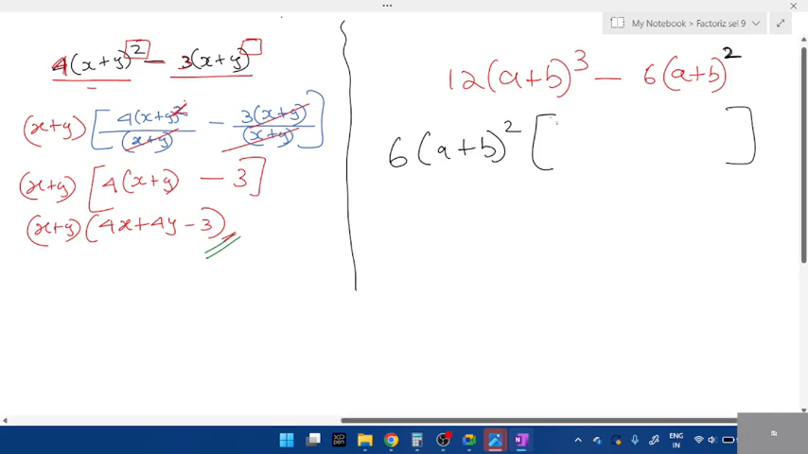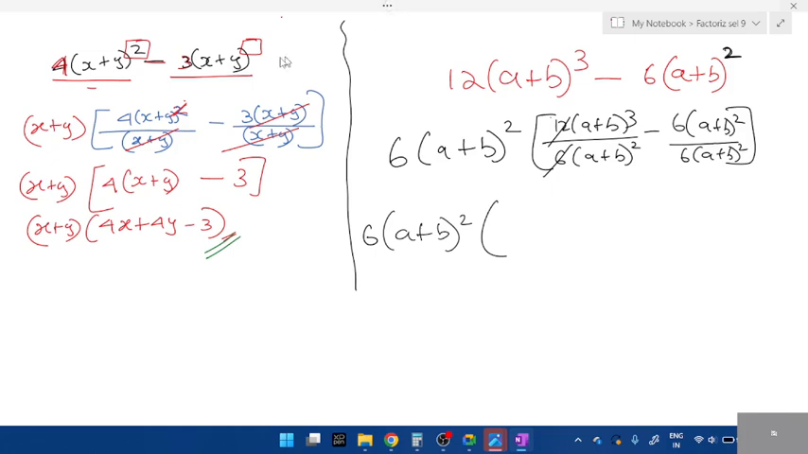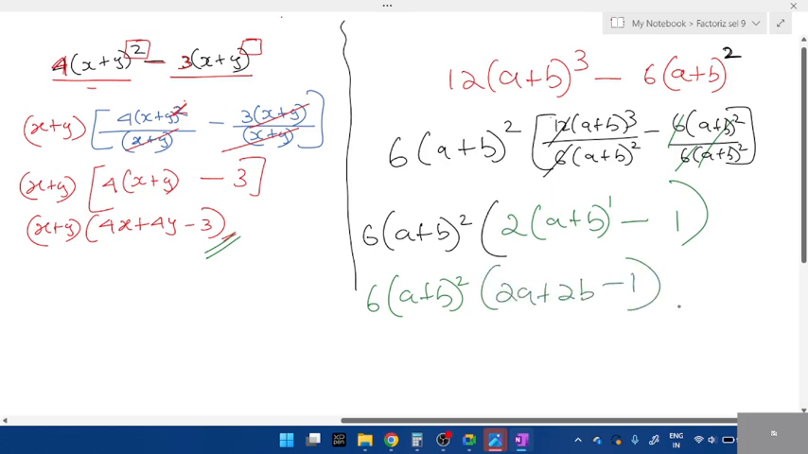Yes, what do you get, students, when you divide? 6 ones, how many times it goes? 2, sir. What about the degree? 3 minus 2 is 1. Just keep it as 1 or just ignore that. Minus. Everything gets cancelled. Whole square. When you open the bracket, 2a plus 2b minus 1.